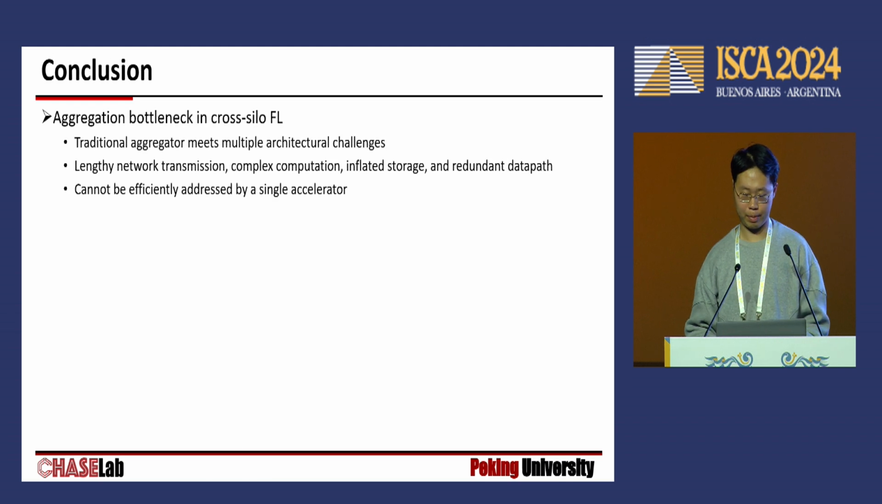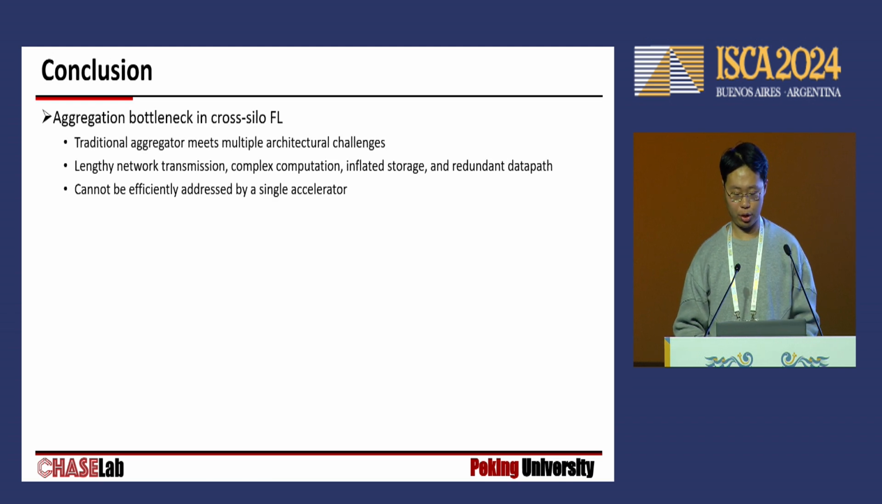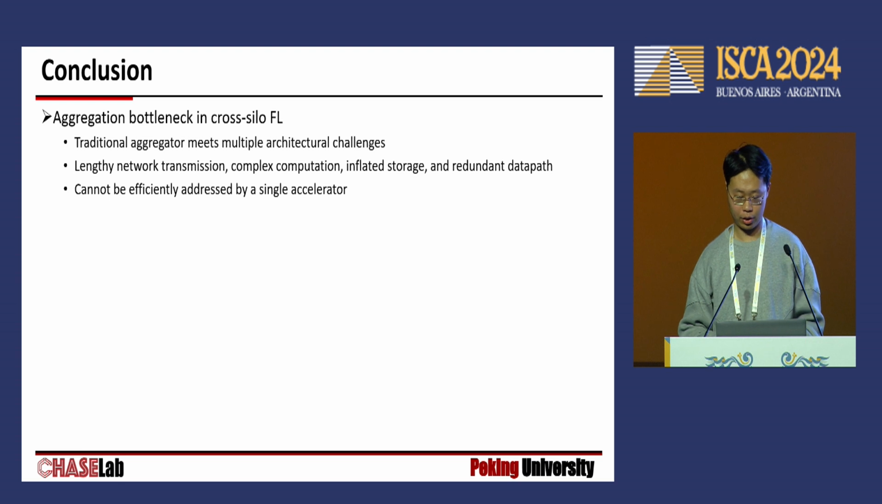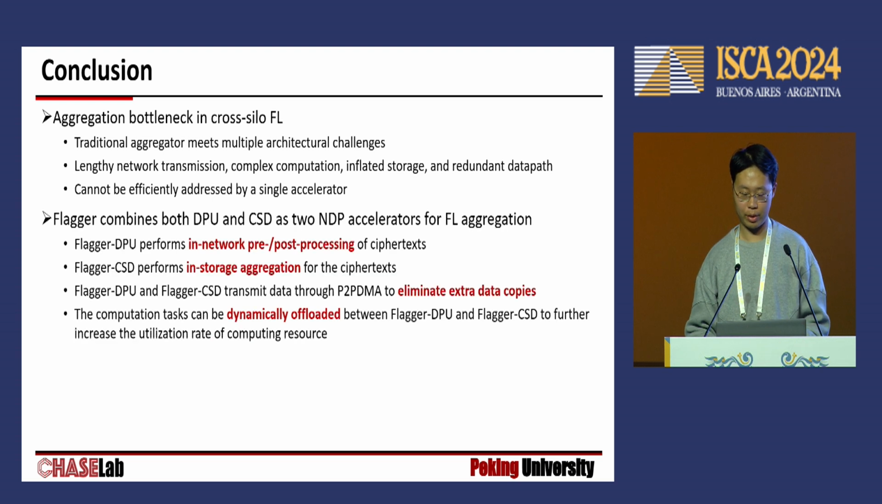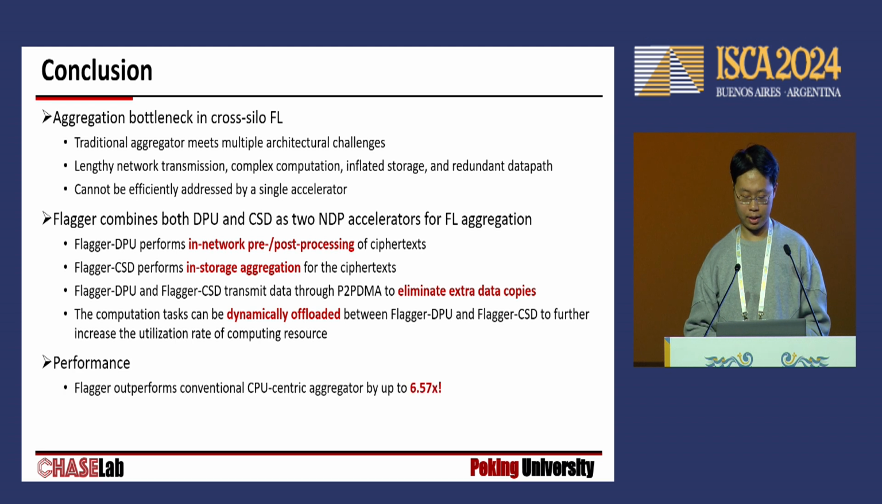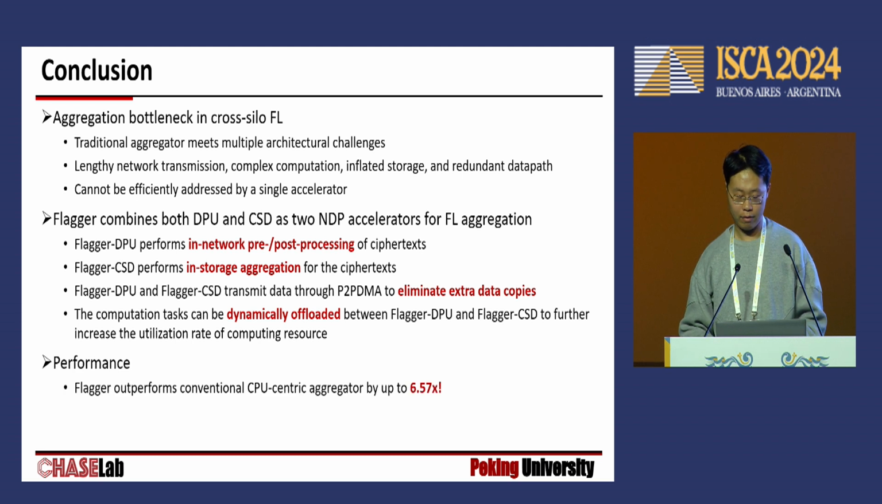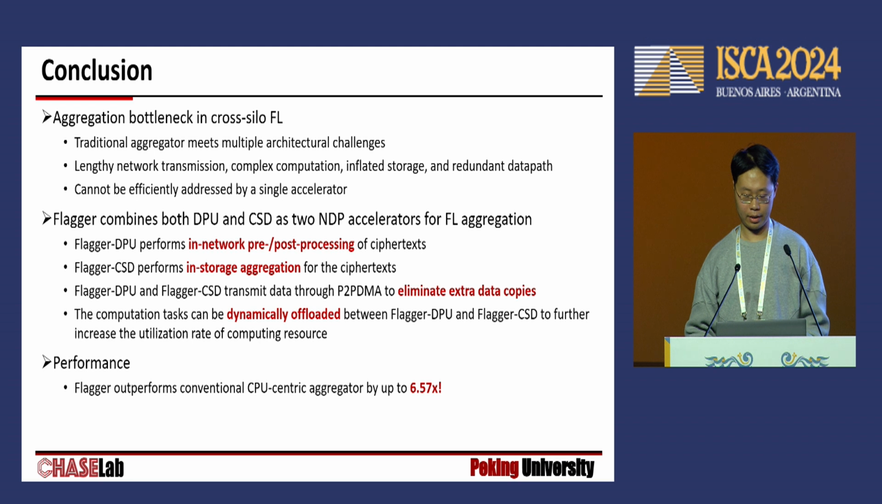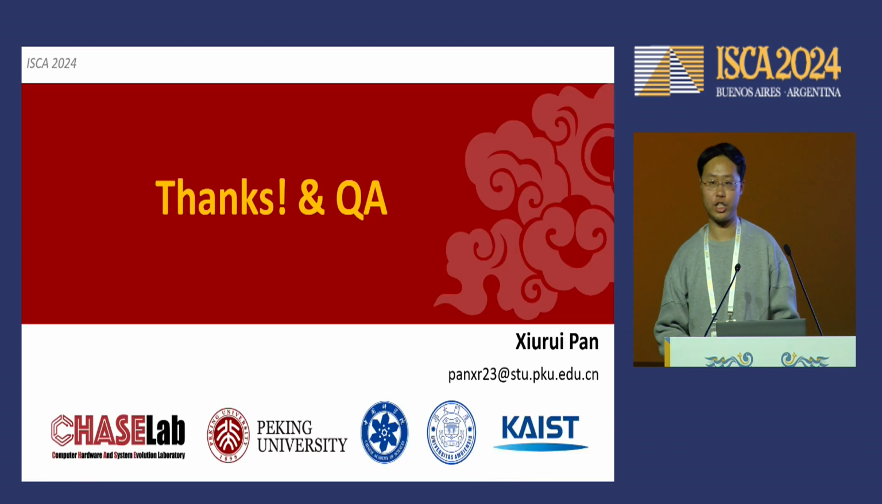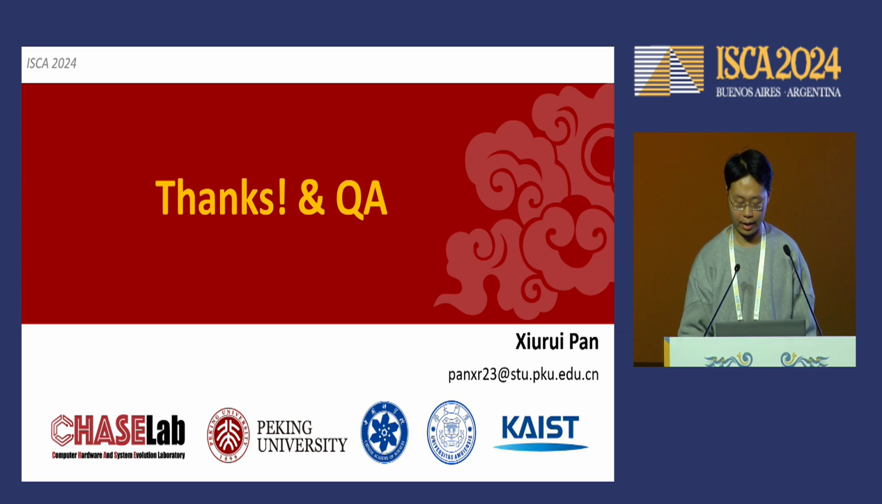So to conclude this paper, we observed that the aggregation process had become a major bottleneck in cross-silo federated learning due to multiple architectural inefficiencies. To address this, Flagger combines both DPU and CSD as 2 NDP accelerators for FL aggregation. Compared with the conventional CPU-centric aggregator, Flagger achieves up to 6 times aggregation speedup. So that's all. Thanks for your attention, and I'm very happy to take any questions.